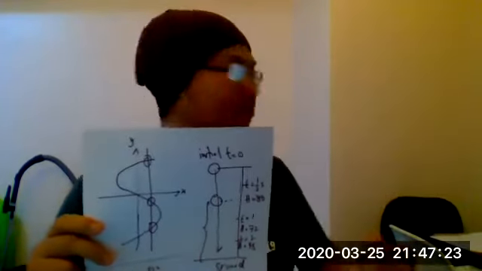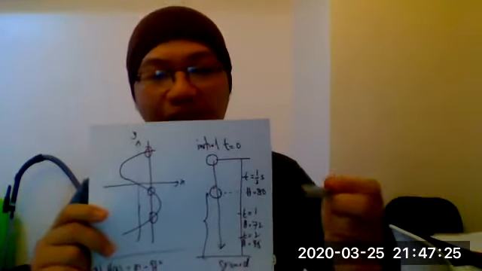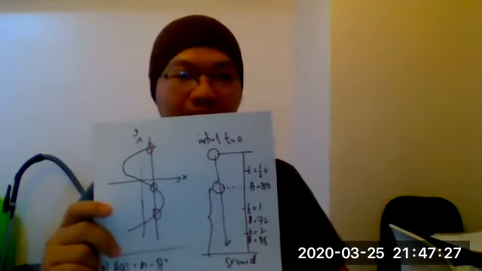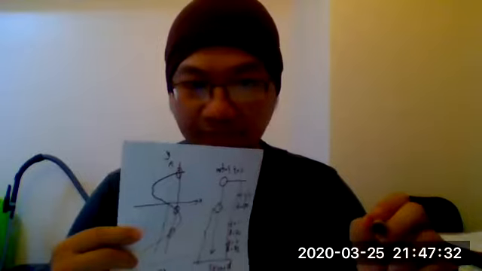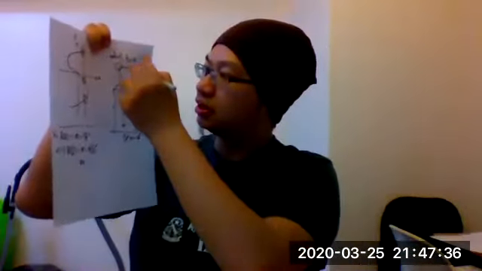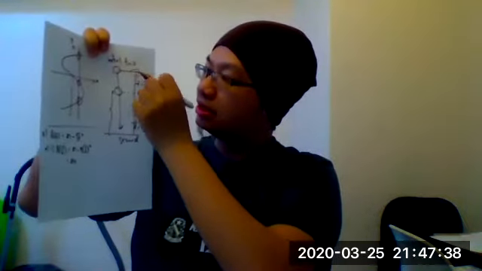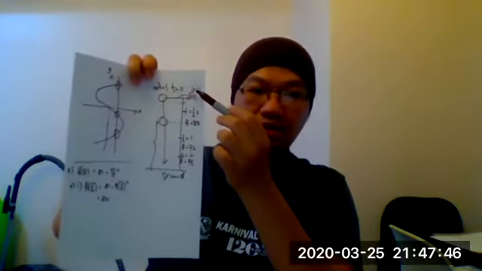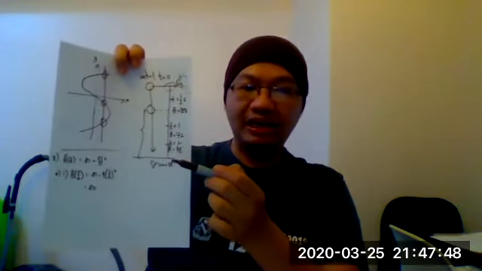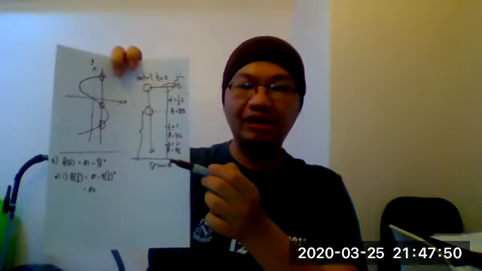Now, soalan B, the time taken for the batu to hit the ground? That means you want to find the time. Okay, now, here. This is the height of 80 meter. This is the height of 81 meter. What will be the height from the ground? What's the value of the height of the ground?